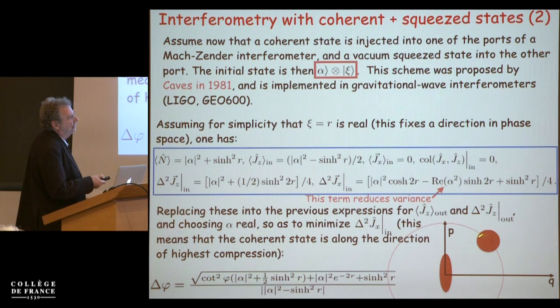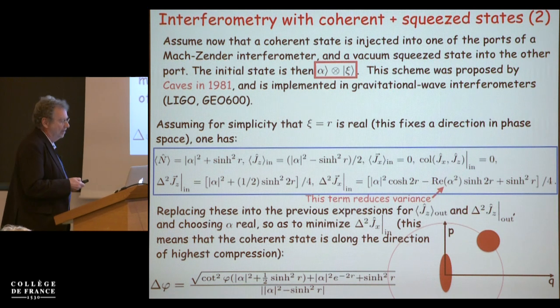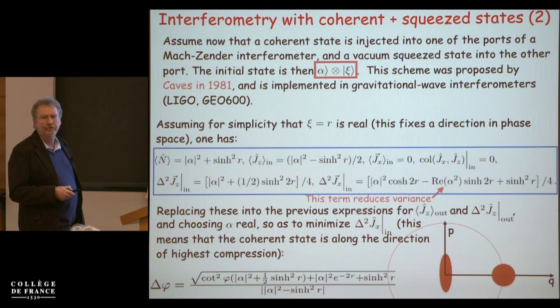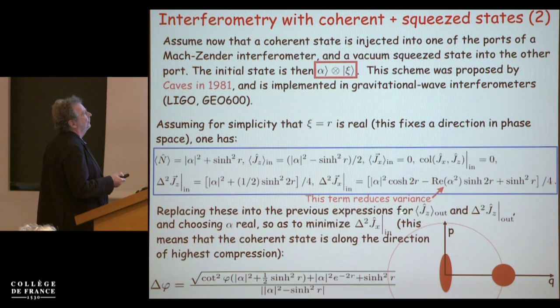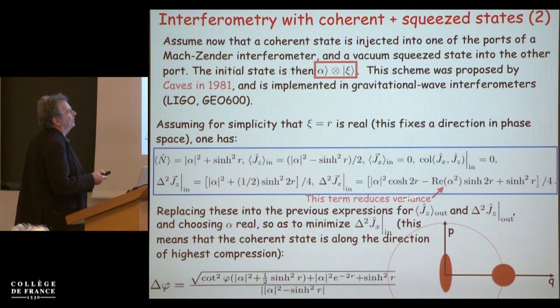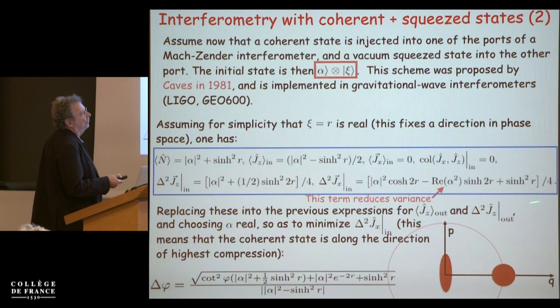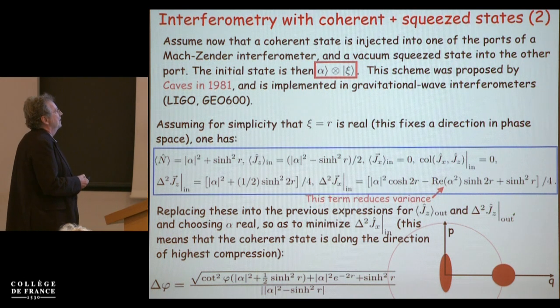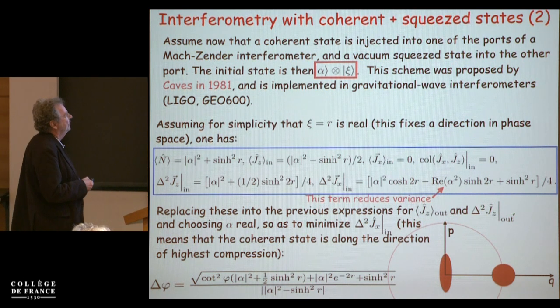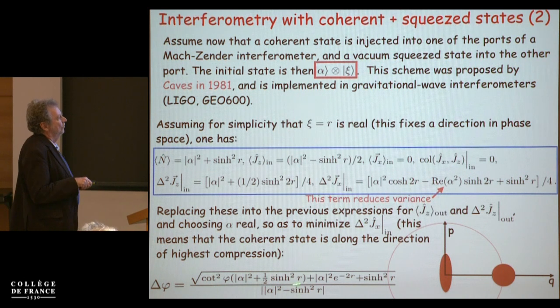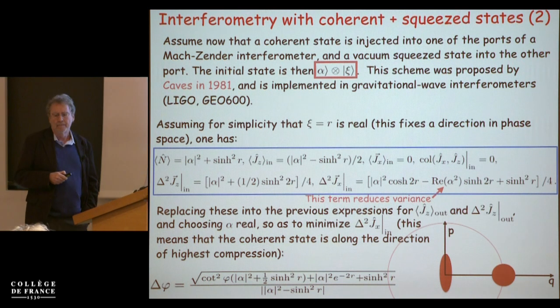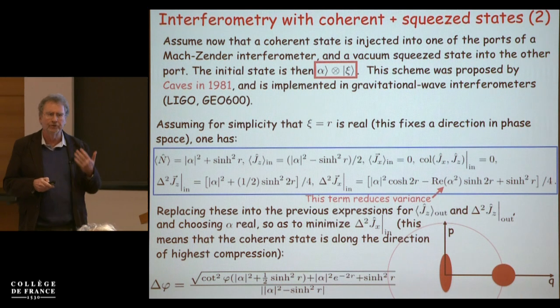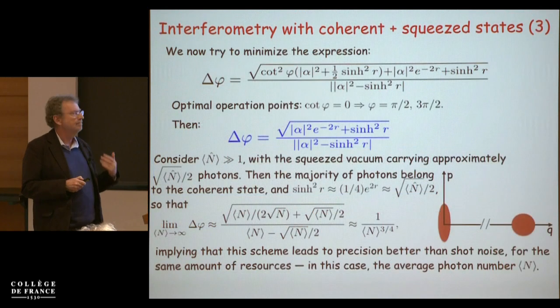Because it means that instead of using a coherent state here, we are going to have it here. Okay? So that's the best situation. And now if we replace this into the previous expressions of Jz out and the variance out of Jz, and we make this choice of the phase of alpha, we find this expression for the variance of the phase. It looks complicated, and in fact, in general, it can be analyzed numerically. But on the other hand, if you have many, many photons, we can do something analytical here.